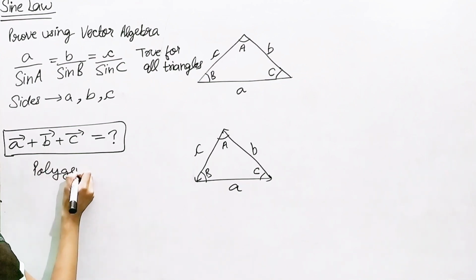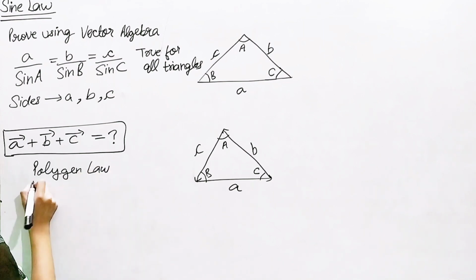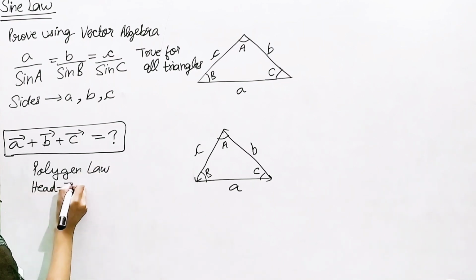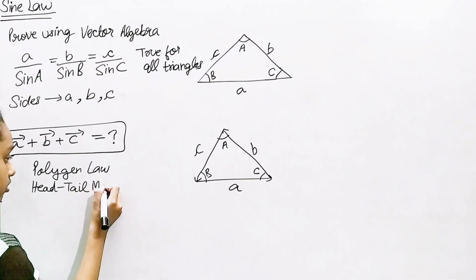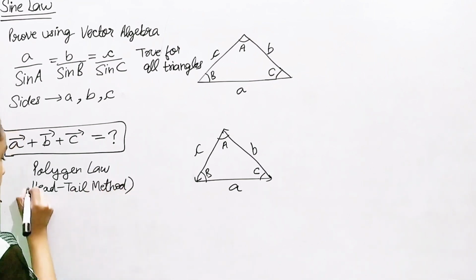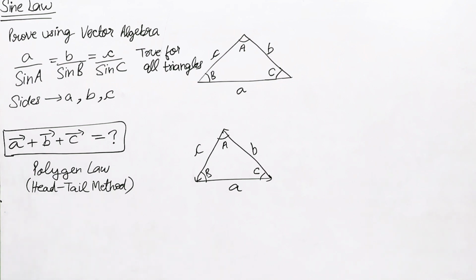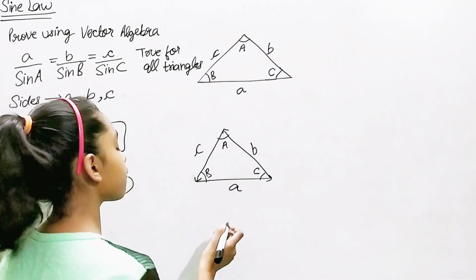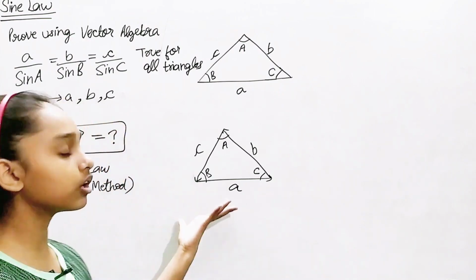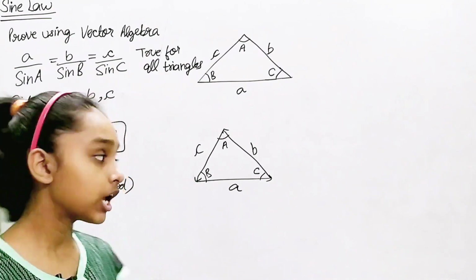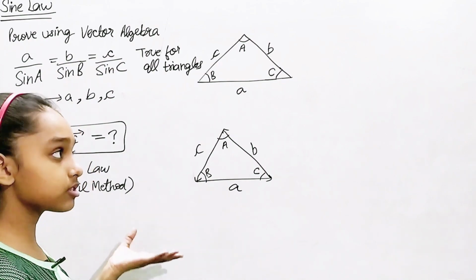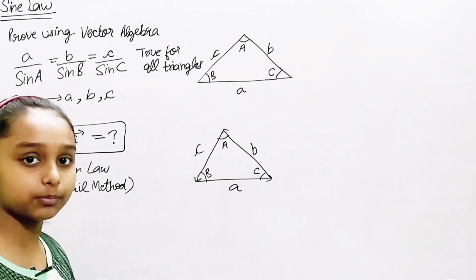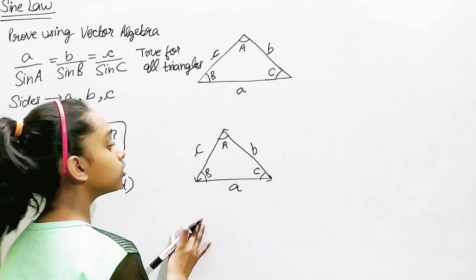The polygon law has another name, and it is the head-tail method. Now let me tell you the sum of vector A plus vector B plus vector C will be 0. Wow, that's really interesting. But how? Let us see it through displacement. Do you know that displacement is the shortest distance between the initial position and the final position?